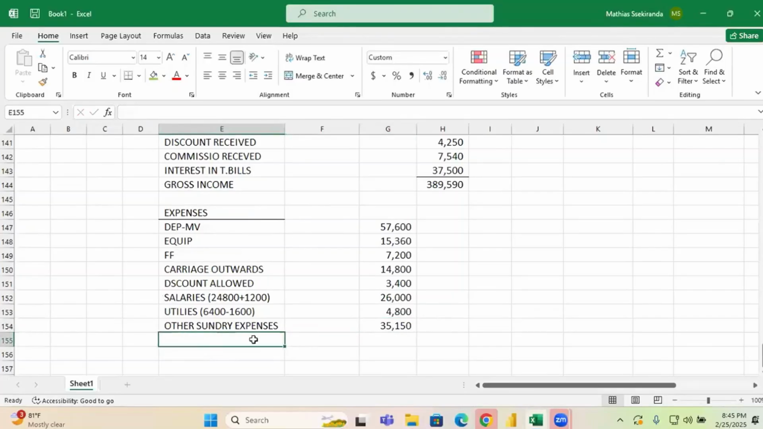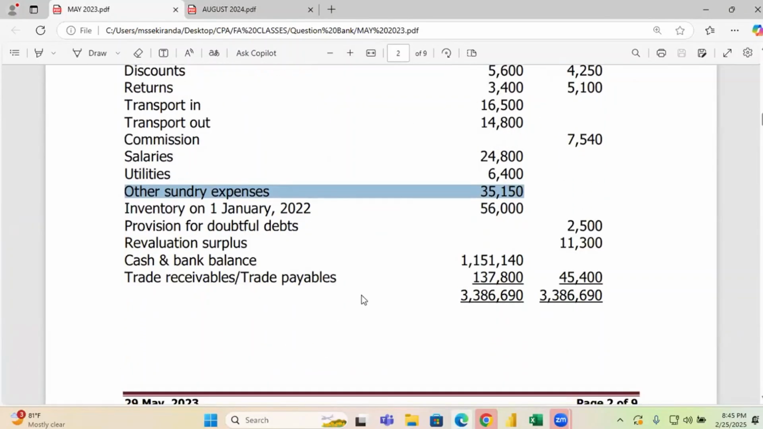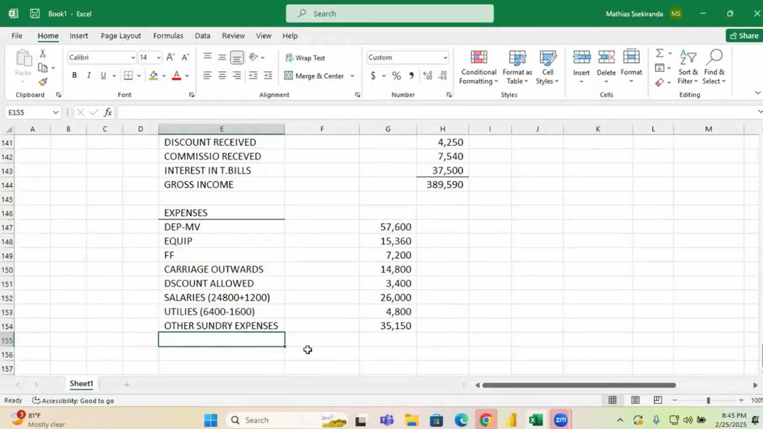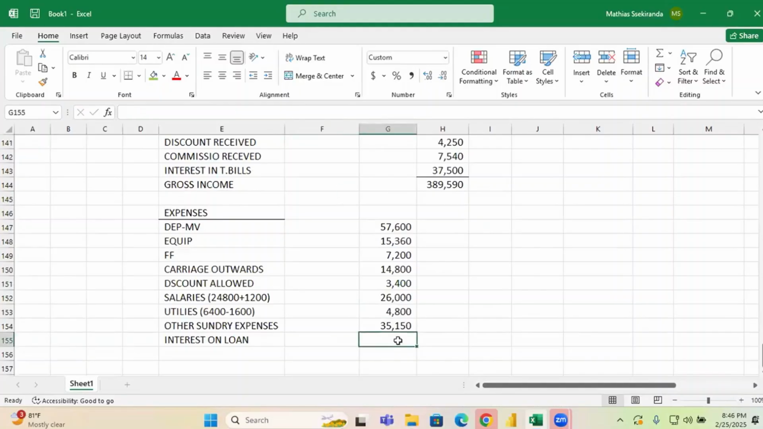You realize this number is almost the same as what we did, only that this number didn't have a provision. They didn't tell us to recompute a provision, therefore you don't have an increase or decrease. Then another expense is interest on loan, which was outstanding in the journal entries. We did it to 24,000. It is an expense that you have to bring forward.